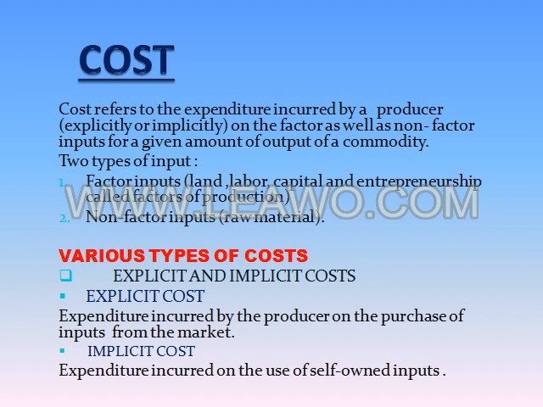Output meets input. Broadly, there are two types of inputs. First, factor inputs, that is land, labor, capital and entrepreneurship, called factors of production, and second, non-factor inputs like raw material. Various types of cost: implicit and explicit cost. Expenditure incurred by a producer on the purchase of inputs from the market is called explicit cost, while implicit costs are those whose expenditure is incurred on the use of self-owned inputs.